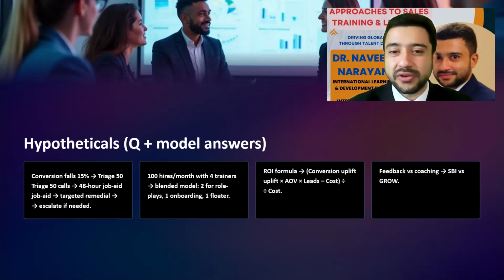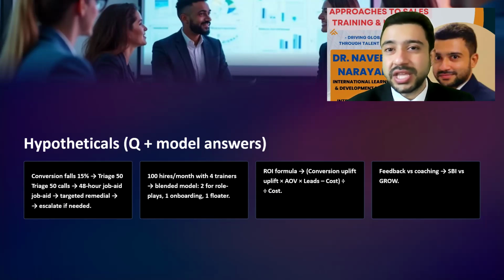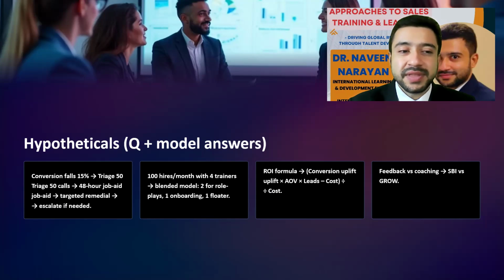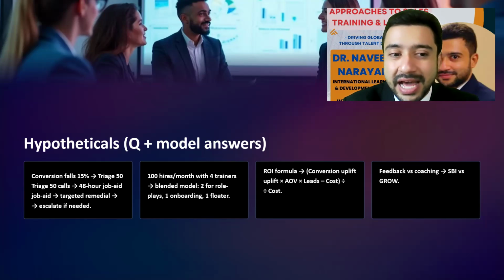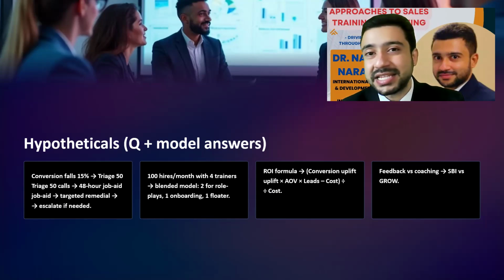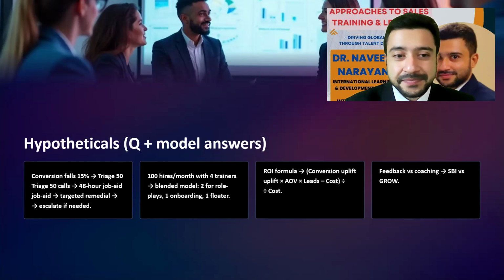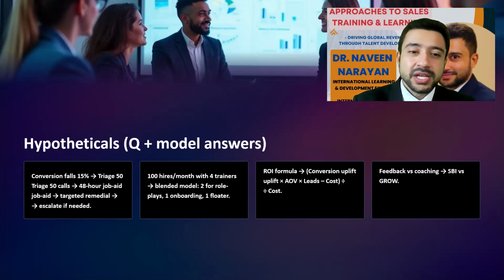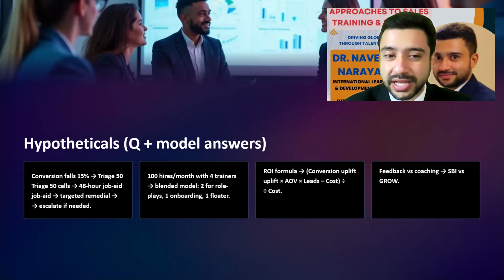I would like to say, some of the hypotheticals, question plus model answers, have been kept here. You can see: conversion falls by 15%. You think like this: triage was 50 calls happening, with a 48 hour job aid. Targeted, remedial, and escalate. If escalation is essential, you can escalate. This is one of the scenarios where you can work it out like this.